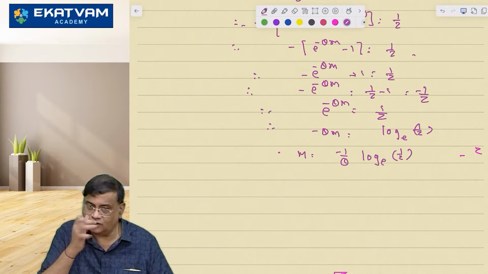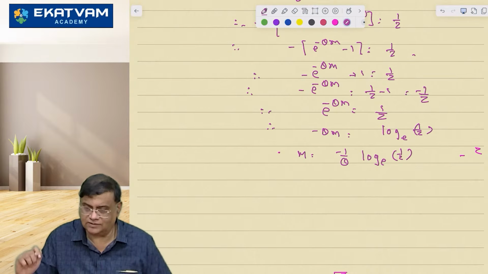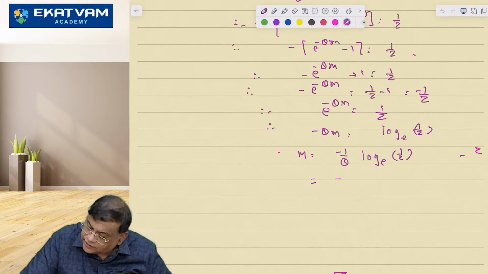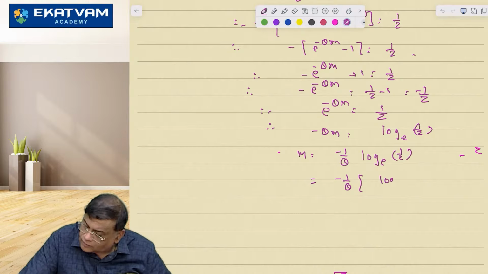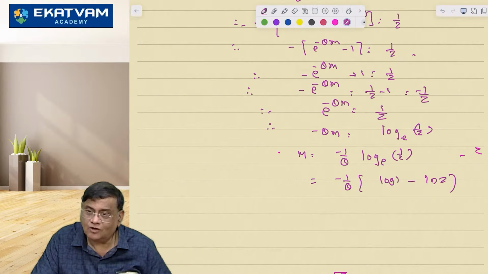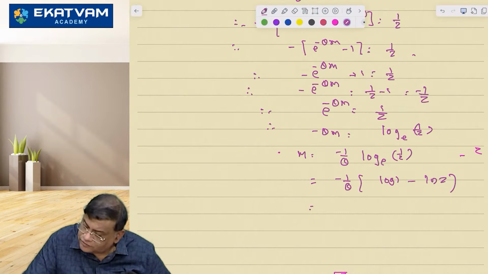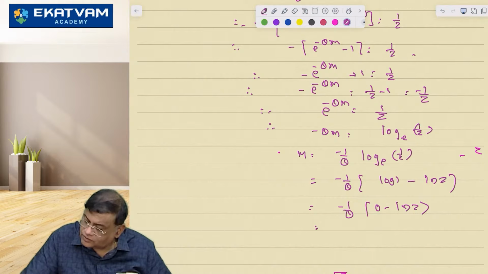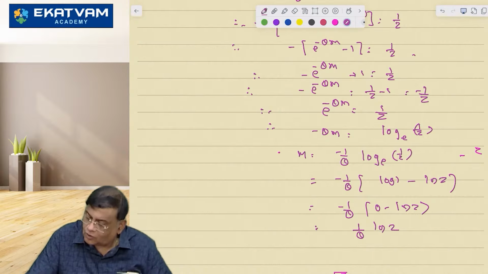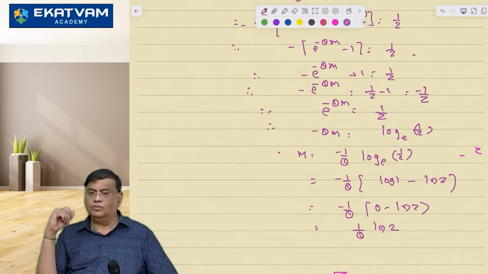This can be your answer, but I can further reduce it, because if this comes in true-false questions or so, then there will be a problem. It will be log 1 minus log 2, log of a upon b is log a minus log b. But log 1 is 0, so minus 1 upon theta, 0 minus log 2, and therefore you can say it is 1 upon theta into log 2. This can also be your answer.